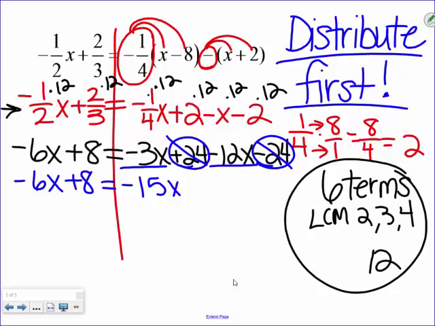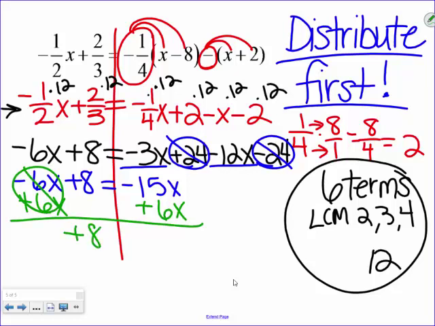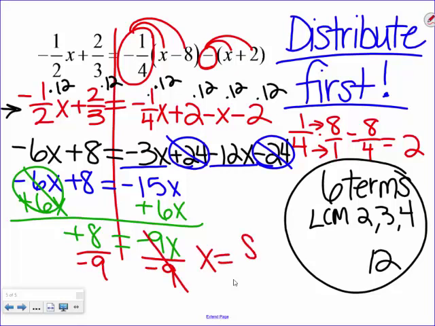All right, now I'm going to add 6x to both sides. Even though that's not moving the smaller one, it's okay. How do I get x by itself? By dividing by negative 9. So my answer is 8 over negative 9, or negative 8 over 9, or negative 8/9, however you want to write it.